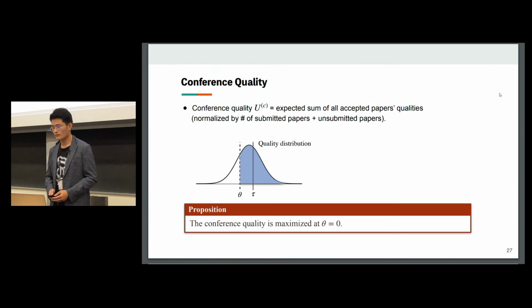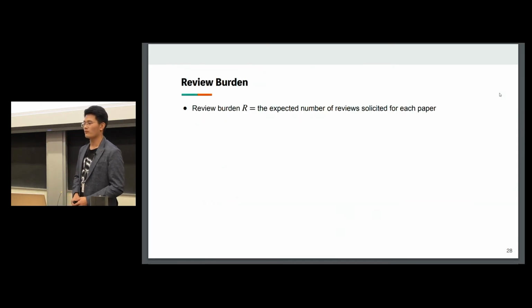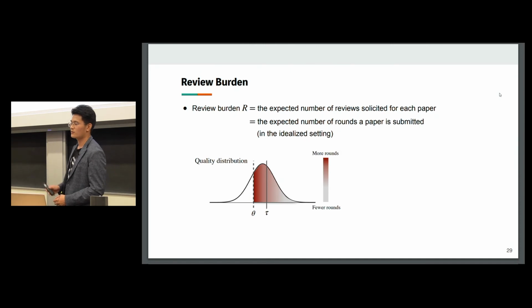So the second dimension of the problem, the review burden, is defined as the expected number of reviews solicited for each paper. And in the idealized setting, this is exactly equal to the expected number of rounds a paper is submitted, because we are only soliciting one review each round.